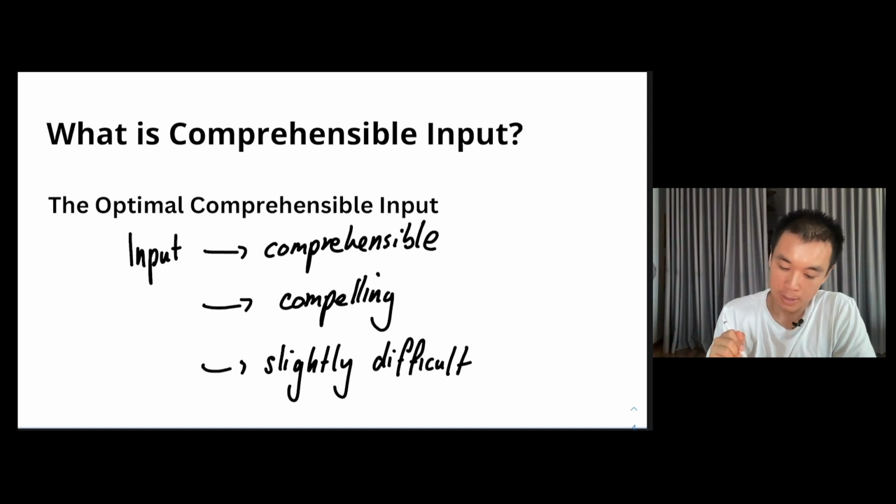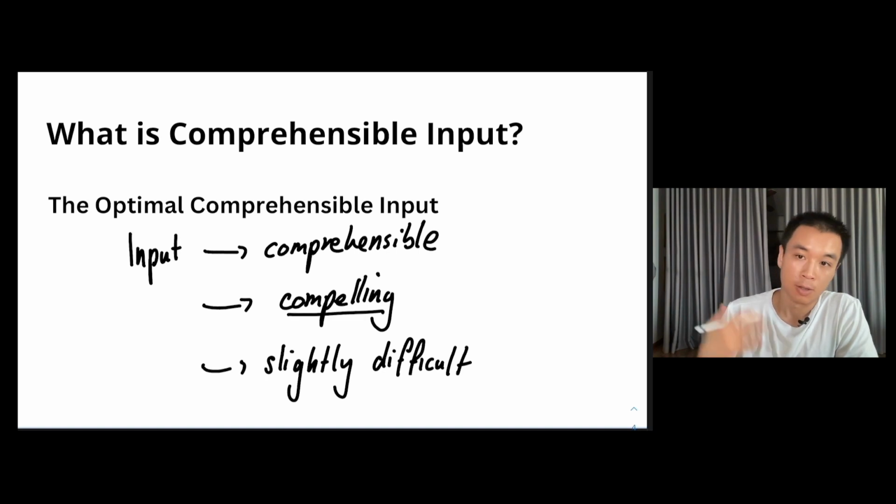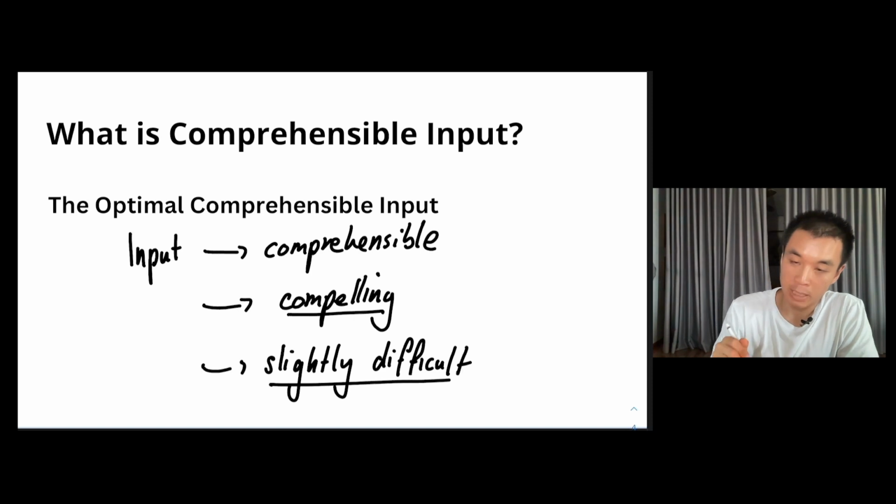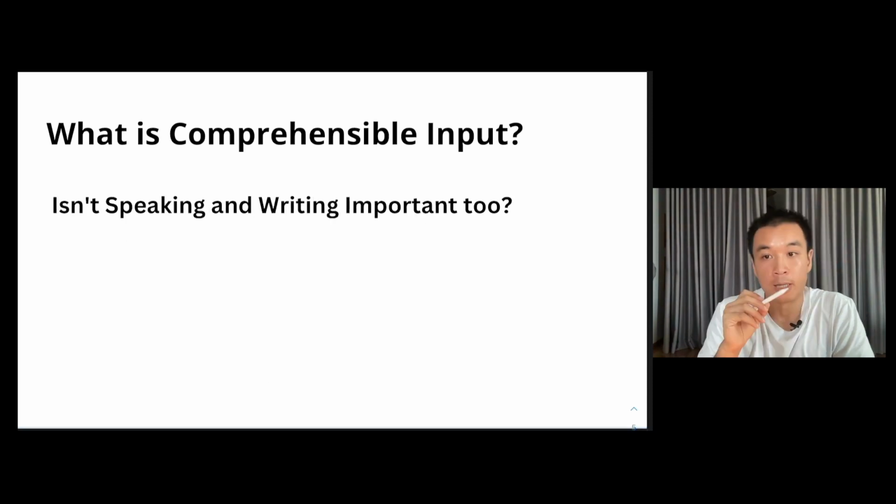These criteria make it hard in practice because it's very individualized. What's compelling to me is not going to be compelling to you, and what's difficult to me might be easy for you or might be too hard for you, depending on our current level. So when you're trying to use comprehensible input as part of your learning program, you want to find input that satisfies all 3 criteria. The next question is, isn't speaking and writing important too?